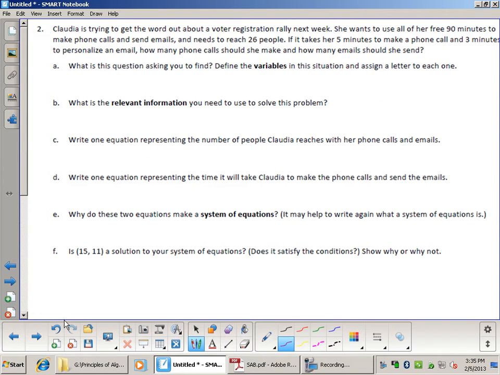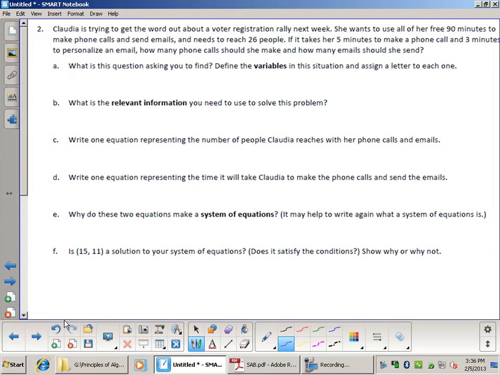Claudia. Let's talk about Claudia. Claudia's trying to get the word out about a voter registration rally next week. She wants to use all of her free 90 minutes to make phone calls and send emails. She needs to reach a total of 26 people. If it takes 5 minutes for her to make a phone call and 3 minutes for her to personalize an email, how many phone calls should she make and how many emails should she send?